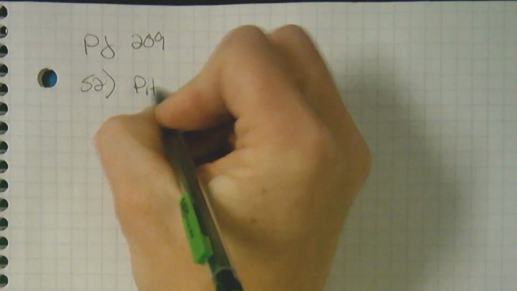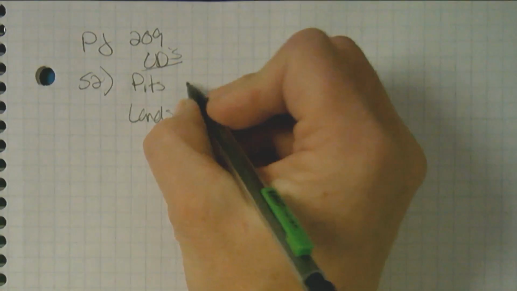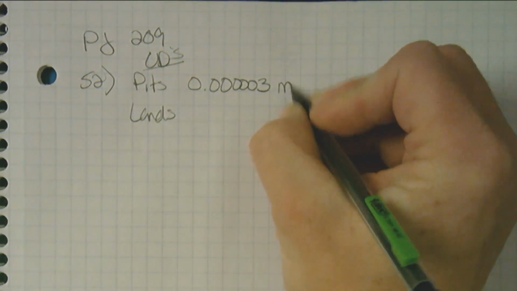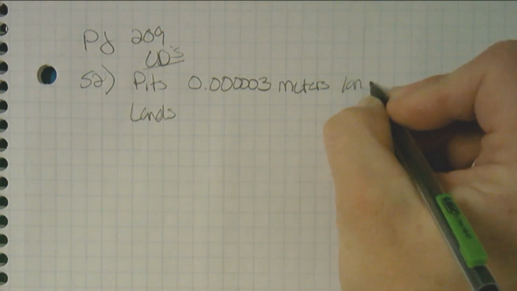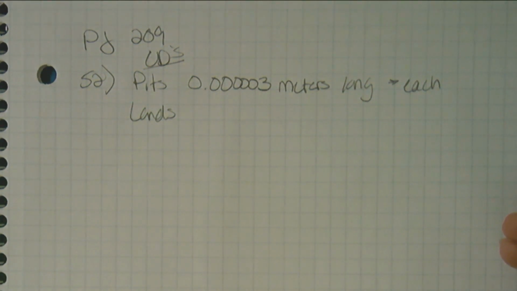So it says to us, the information stored on a compact disc is encoded in a series of pits and lands. All right, so we have pits and we have lands. These are on CDs. Each pit is about 0.12345 meters long. Nope, that's a land.